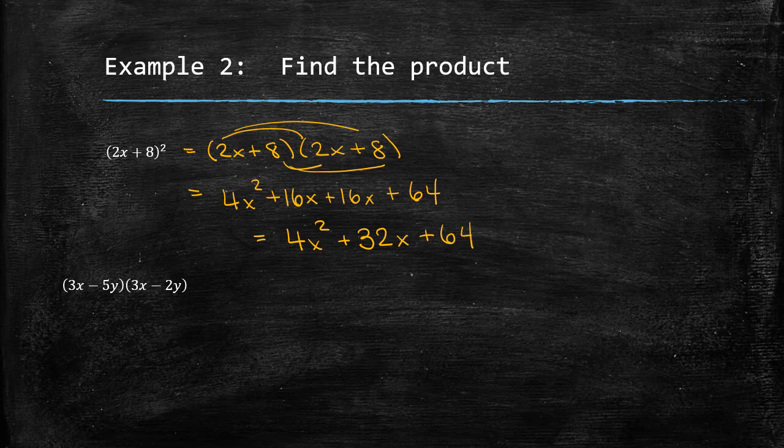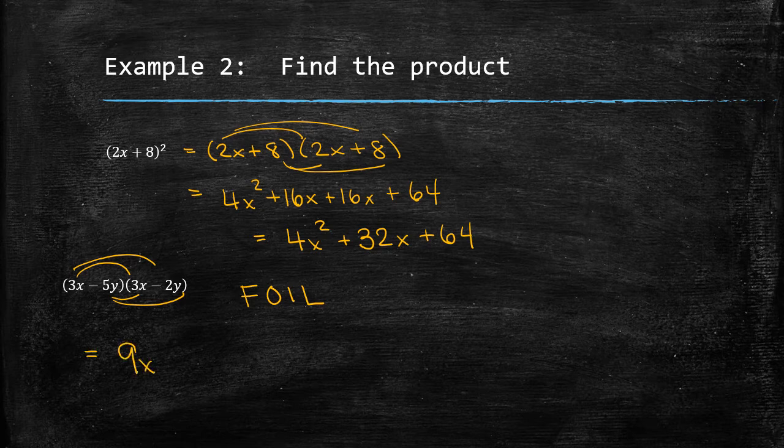A common mistake in this type of problem is that students forget to write out the binomial and they end up with just 4x squared plus 64 and they're missing this middle term. Okay, on to the next one. So again, we just distribute. Sometimes the acronym FOIL is used when you multiply two binomials together. FOIL stands for first, outer, inner, last. Okay, but again, it's really just distributing.